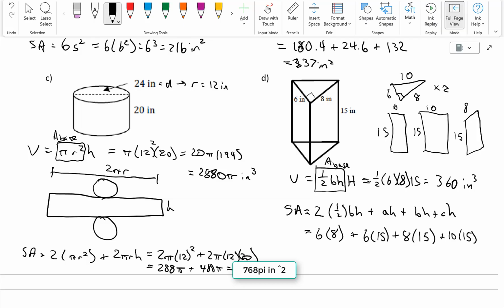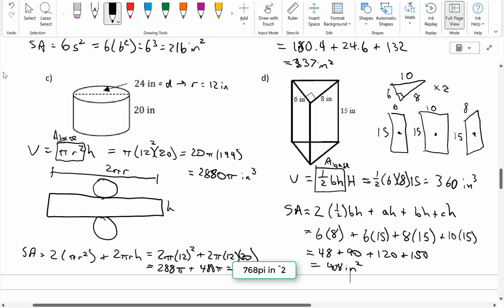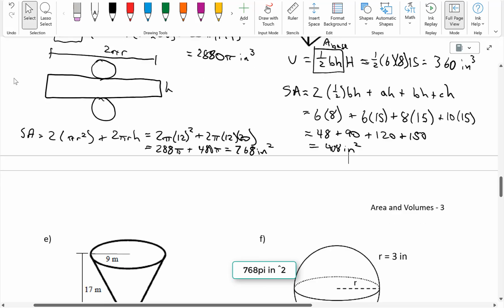So we have our 3 areas of those rectangles. You can see the 6 times 15, 10 times 15, 8 times 15, and then 2 of those triangle bases. And so that gives us a 48, a 90, a 120, and a 150. And if we add all of those up, we get a 360 and 48, so a 408 inches squared for our surface area. All right, fun.